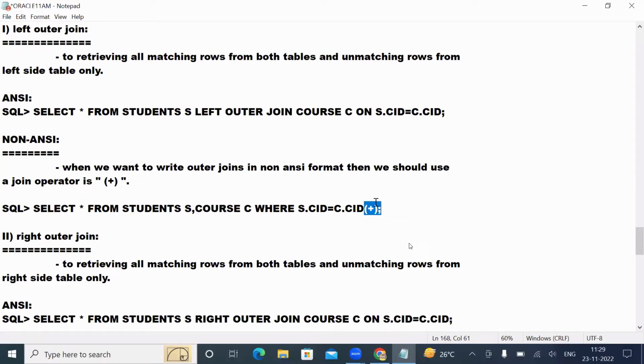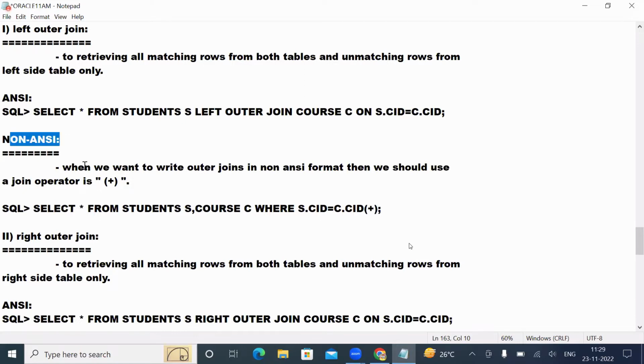When I use this symbol on the right side table, only matching data will come from that table, and unmatching data will not come. From the left side table, we get complete data, both matching and unmatching. So that means complete data from the left side table, including matching and unmatching, and only matching data from the right side table. That can be implemented in the non-ANSI format for left outer.